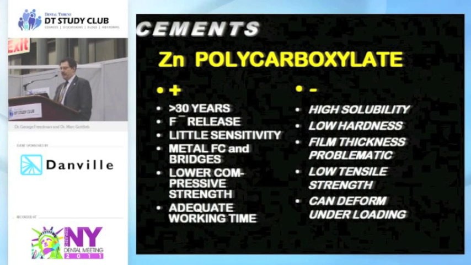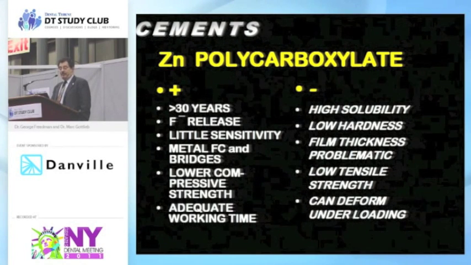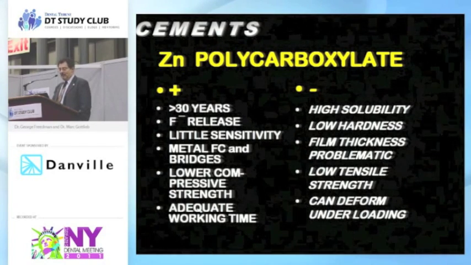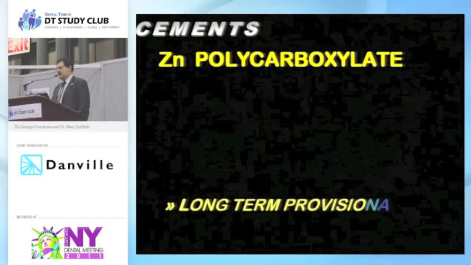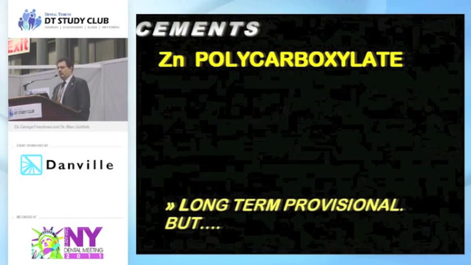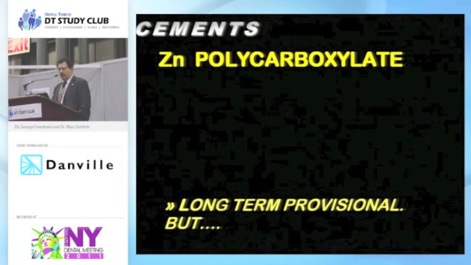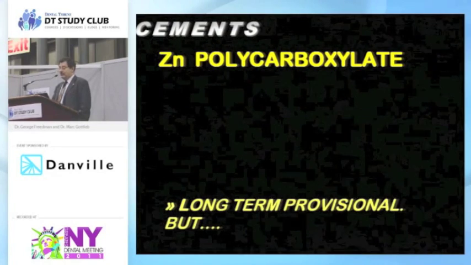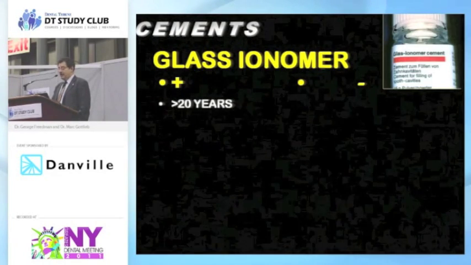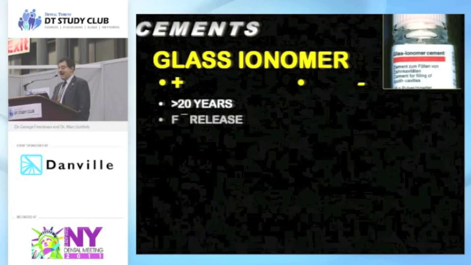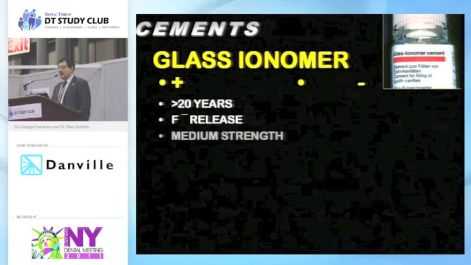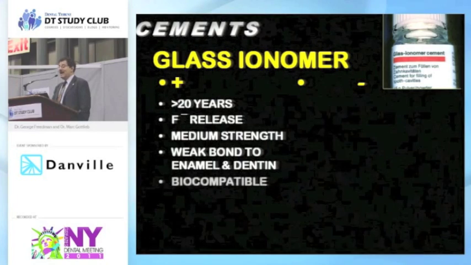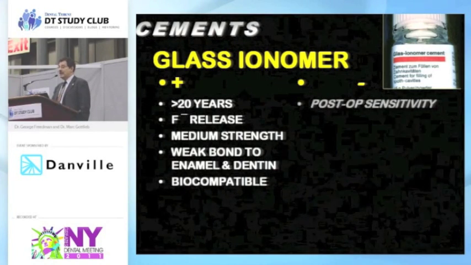Glass ionomer cements have been used for 20 years plus. They release fluoride, medium strength. They have a weak bond to enamel and dentin, and that's one reason I can never have understood. I never understood why people use them. They have a weak bond to enamel and dentin. They are very biocompatible, however. There's very little post-operative sensitivity, but they have sensitivity to water and early moisture. They're sensitive to mechanical loading, and they have a very, very low tensile strength.